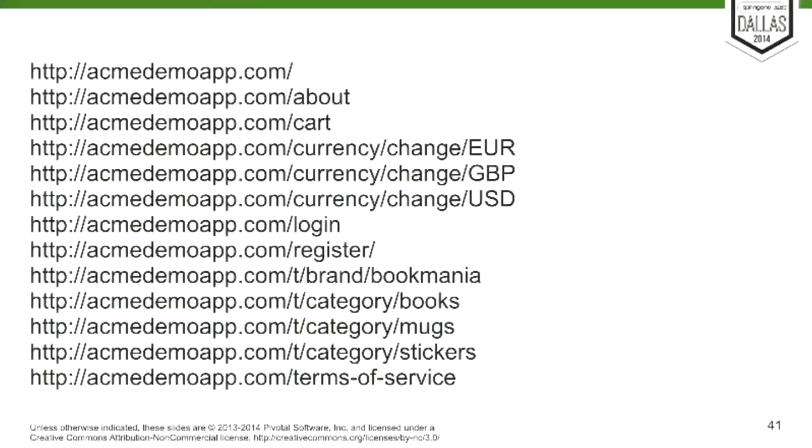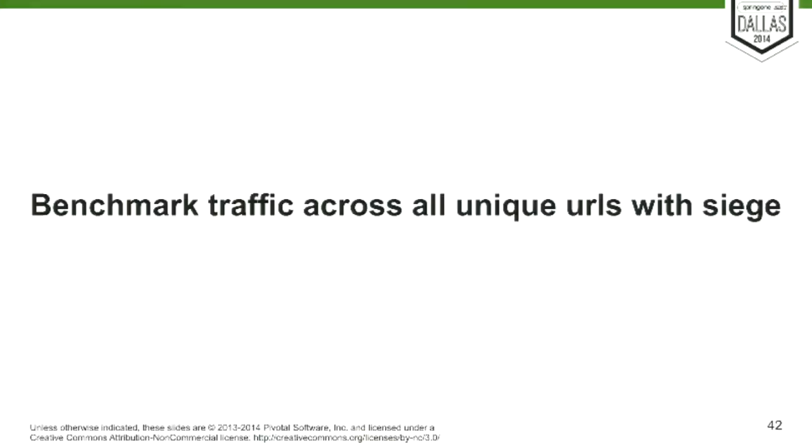So when you have an application, again, each one of these transactions has different performance characteristics. So you really want to get an understanding of how each one of these performs. So when you're doing capacity planning, you know how many servers you need. Because when the world shows up to your website, they don't just go to the homepage. The homepage is usually highly cacheable. They actually have to go through whatever the functionality of your application is, and that's usually where you have the performance problems. So once we have this list of URLs, we can benchmark traffic across all the unique URLs using Siege relatively easily.